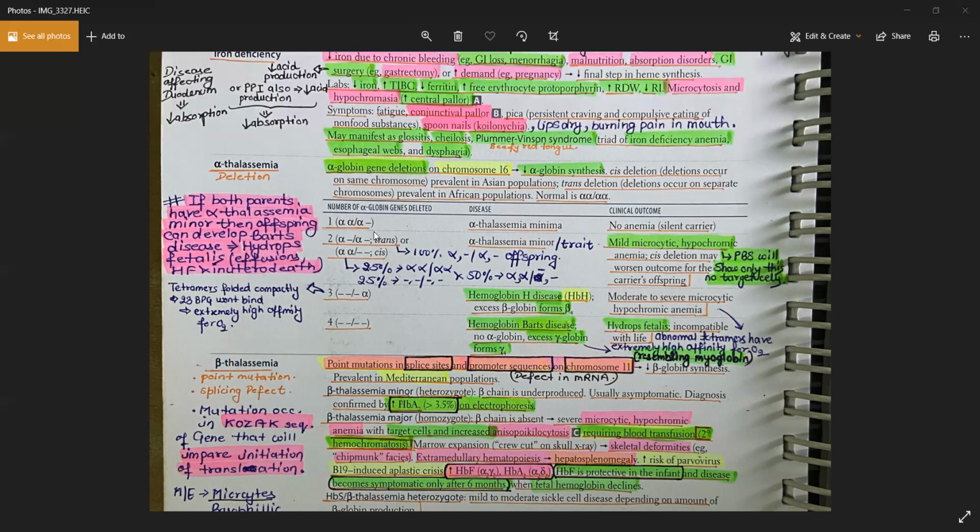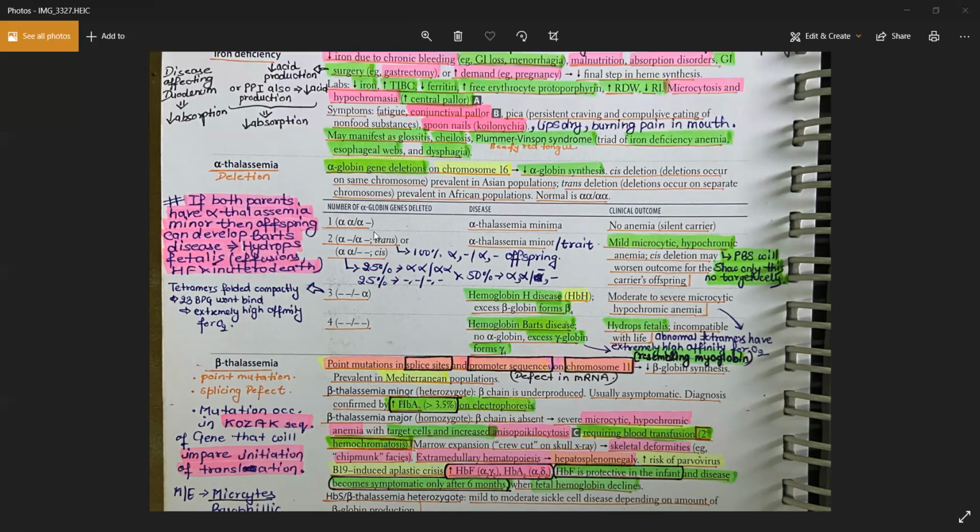If only 25% of the genes are deleted, 75% of the chain is there, so no symptoms at all. In case of minor, 50% of symptoms will be there. You will have a mild microcytic hypochromic anemia, right? They will ask you about the cis deletion or trans deletion. Okay, what will be the outcomes for the patient?